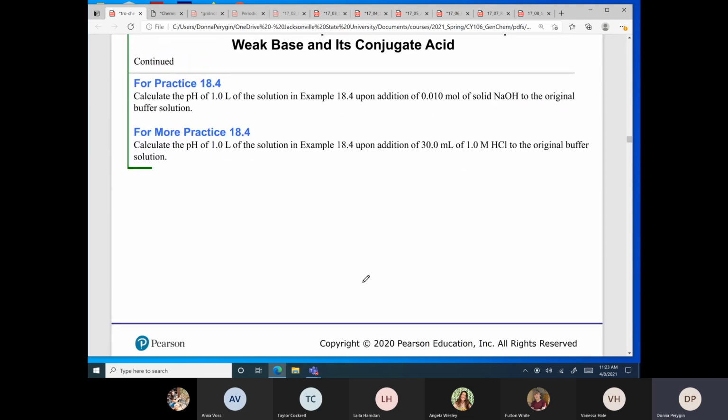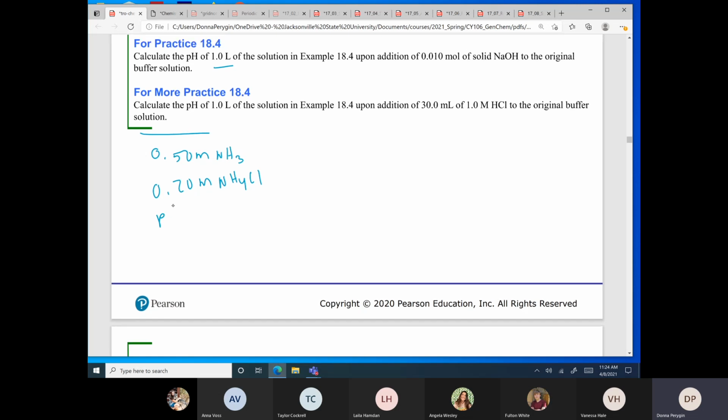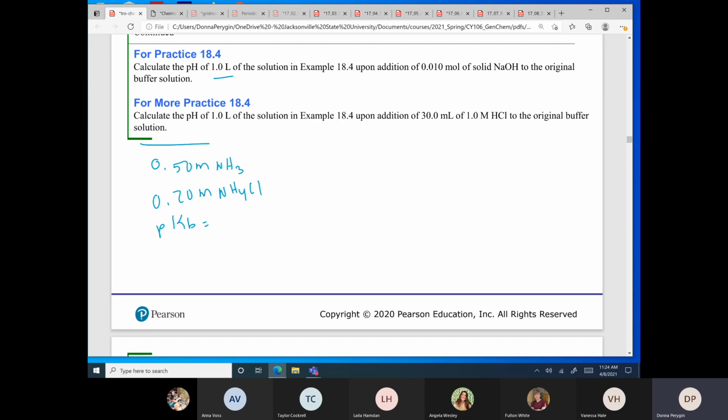So for practice 18.4, I'm going to go ahead and work for you. All right, find my notes. All right, and so calculate the pH of 1 liter of the solution in 18.4 upon the addition of 0.010 mole of solid sodium hydroxide to the original buffer solution. Okay, so 18.4 was, let's do this right here: 0.50 molar NH3 and 0.20 molar NH4Cl. Okay, pKb is equal to 4.75, and pKa is equal to 9.25.